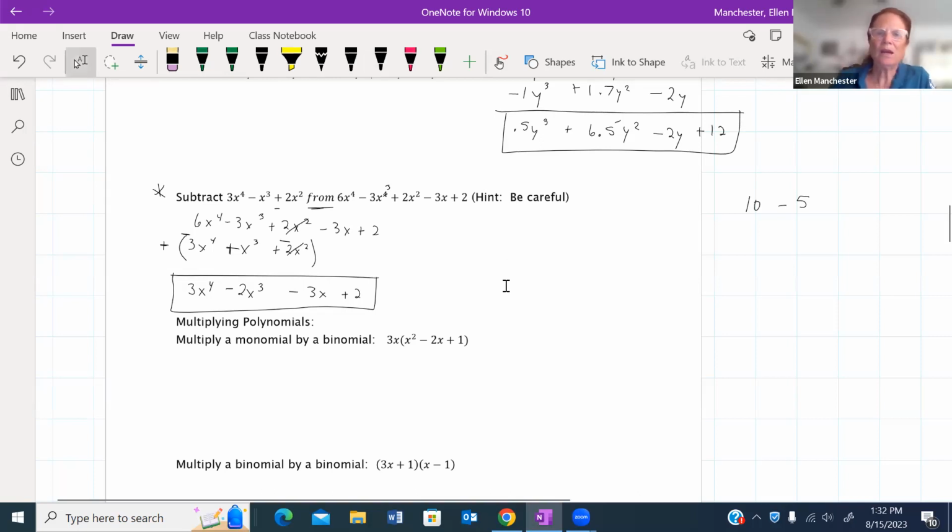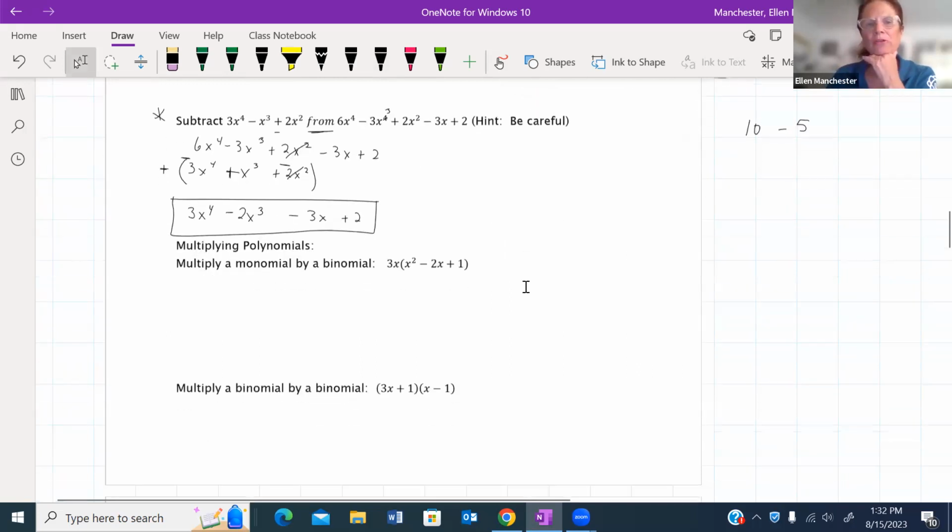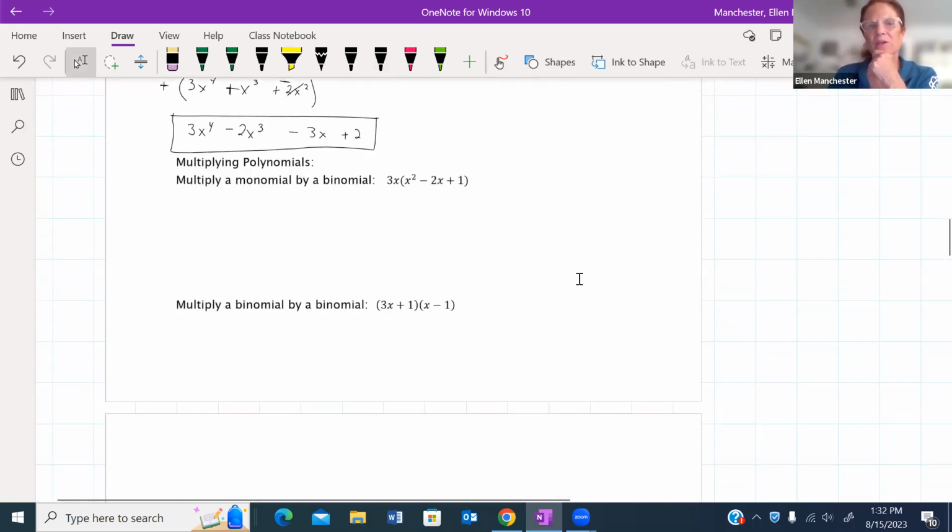Okay, all right. So the next thing we can do with polynomials is multiply them. So what we're doing is we're multiplying a monomial by a trinomial. I don't know how that became a trinomial. Because here's a monomial, 1 term. Here's a trinomial, 3 terms. Okay, I'm going to have to change that. All right, so monomial by a trinomial. All we're doing is using the distributive property.